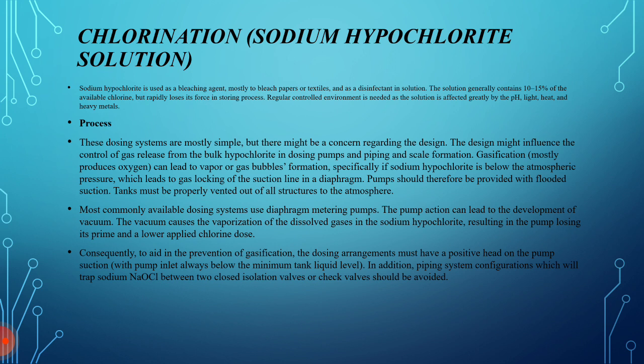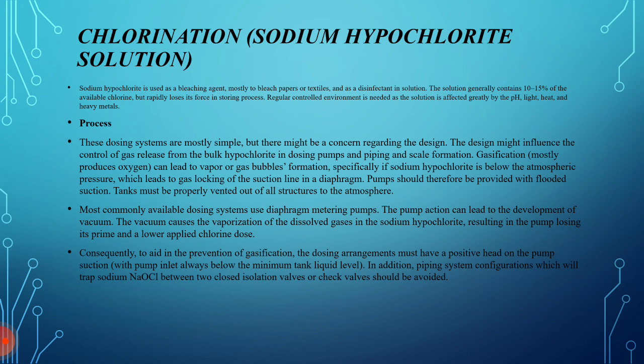Pumps should therefore be provided with flooded suction. Tanks must be properly vented out of all structures to the atmosphere. Most commonly available dosing systems use a diaphragm metering pump. The pump action can lead to the development of a vacuum. The vacuum causes vaporization of dissolved gases in sodium hypochlorite, resulting in the pump losing its prime and a lower applied chlorine dose. Consequently, to aid in prevention of gasification, the dosing arrangements must have positive head on the pump suction.